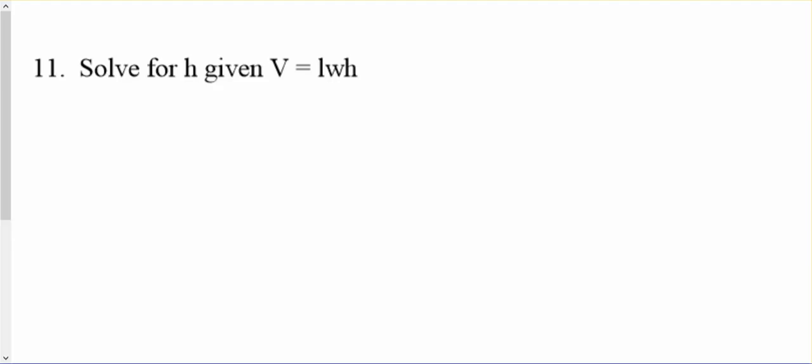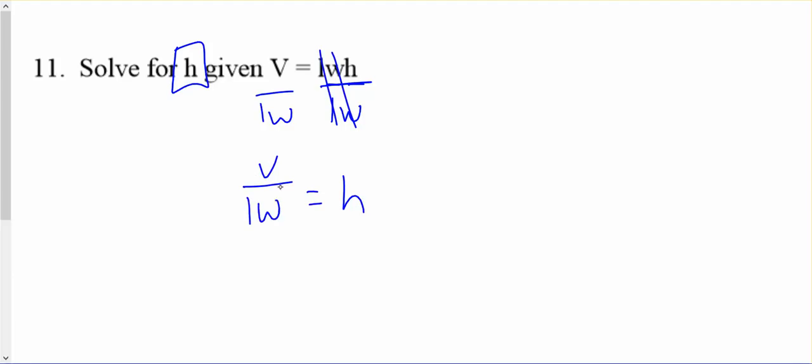Solve for the given value. So we want to solve for h. So we say, what's happening to the h? Well, it's being multiplied by L and W. So what's going to undo that? Dividing by L, W. Divide by L, W, and we get h equals, because those simplify to 1, V over L, W.